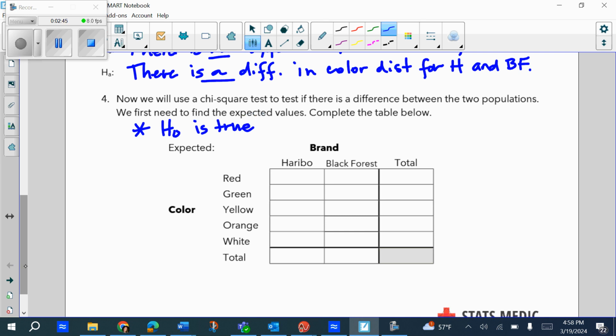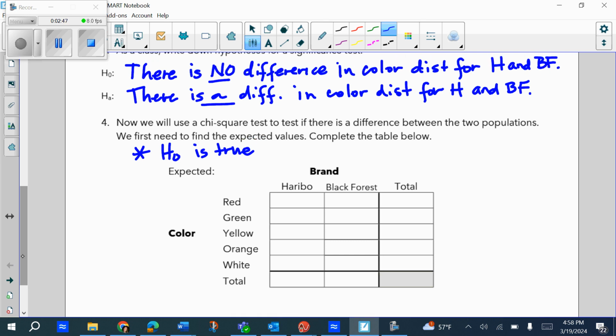So we said up here that the null hypothesis is that there is no difference in color distribution for the two brands of gummy bears. That would mean that they would have the same numerical distribution. For example, if we had the same number of gummy bears, like 100 and 100, then we'd say, okay, maybe there's 20 and 20 for our red, and so on. But if you take a look at our actual observed data, we do not have the same numbers of each.